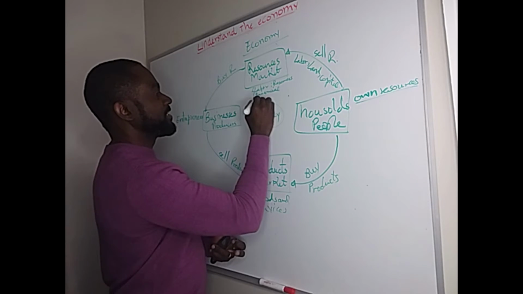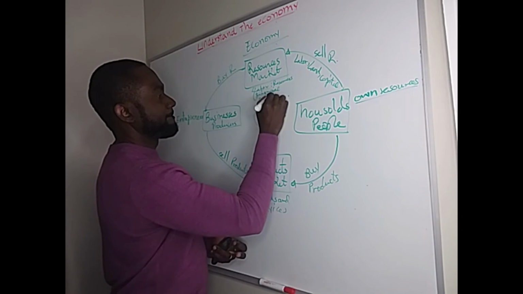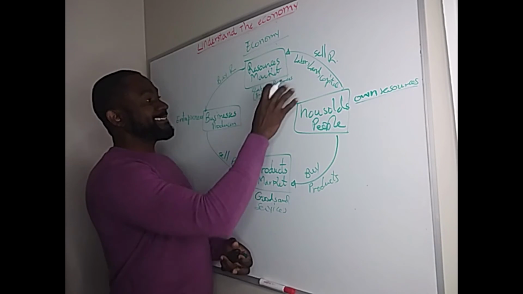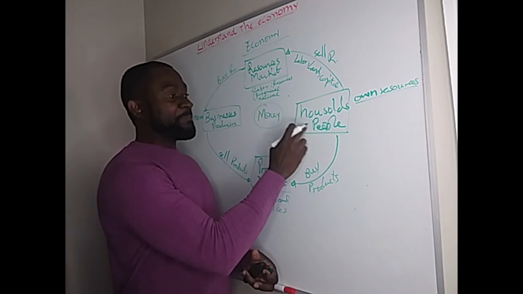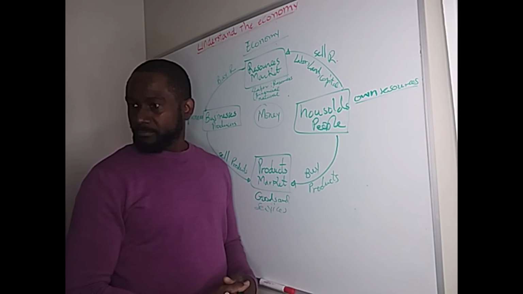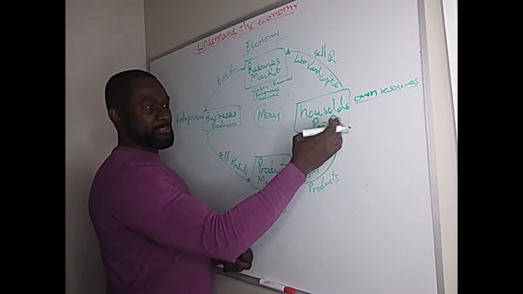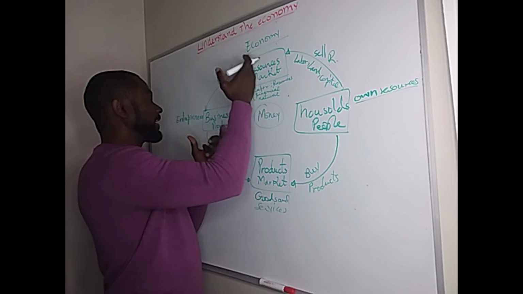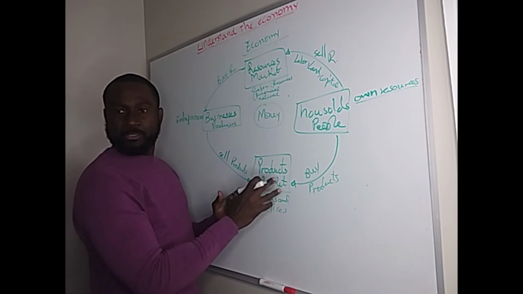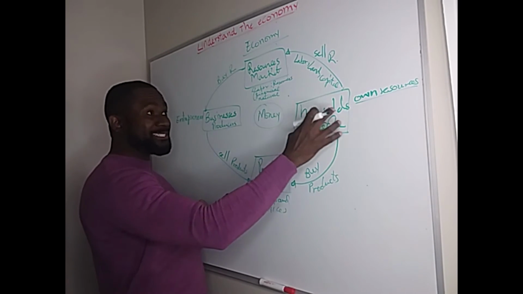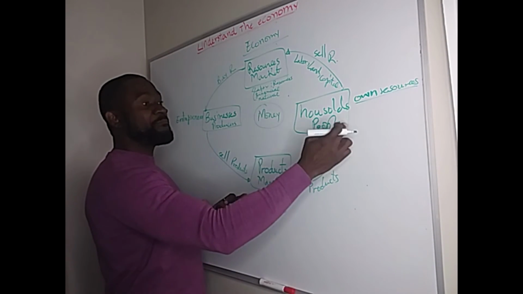Or using natural resources. Okay, so this is what's going on in the economy. When the economy is good, the people become productive. The people create resources, they sell them, and the businesses buy resources and transform them into a product. The household people, because they sell here, have money coming back.